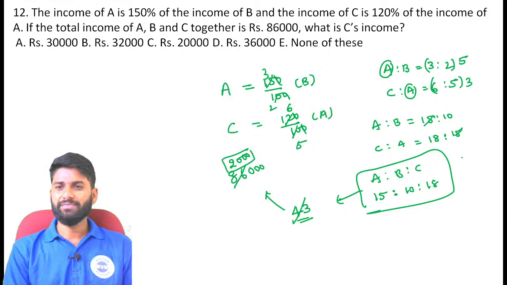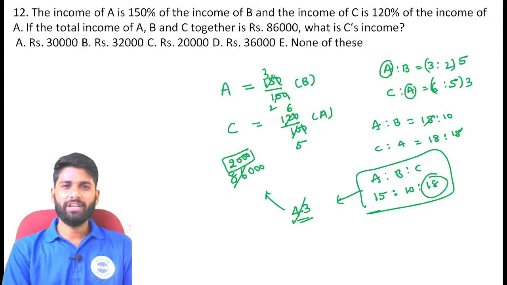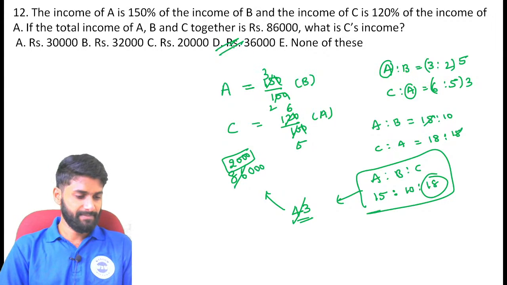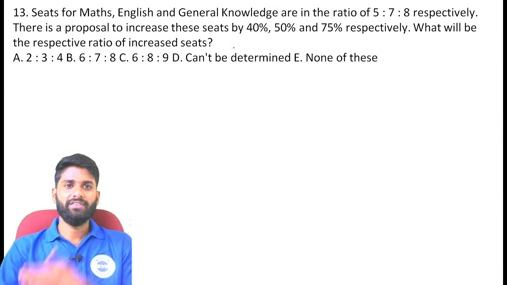Now what is C's income? C's income, how many quantities, guys? 18 quantities. Each quantity is equal to 2000. 18 twos are 36,000, which is the correct answer. Very good, Nana. Very good. Next one.